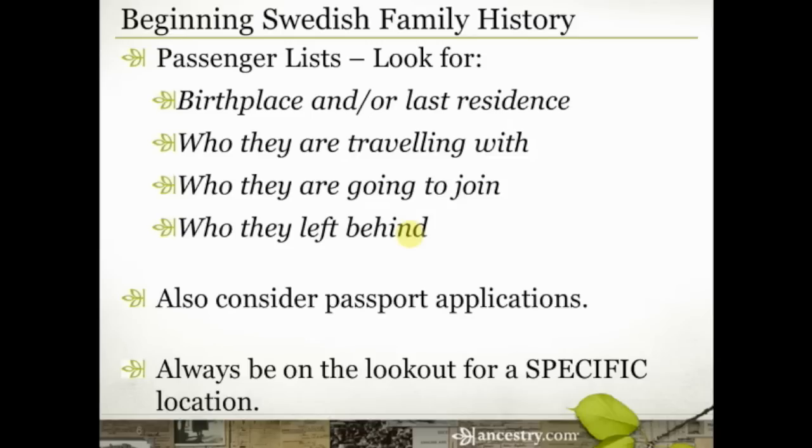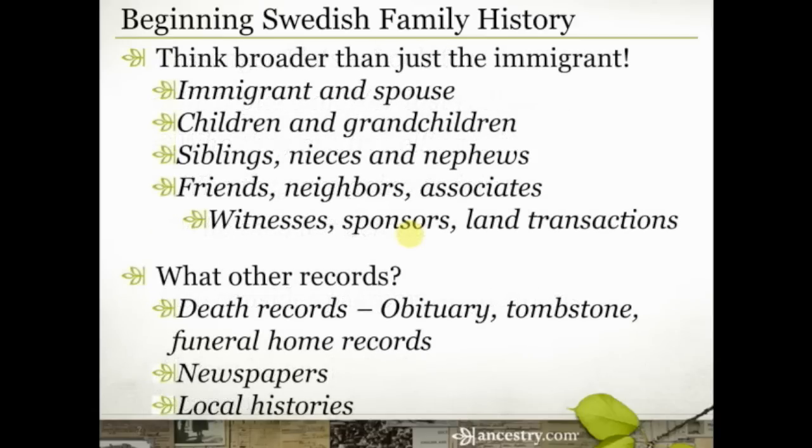It's great to say your ancestors were Swedish, but it's better to say that they were from Karlstad or from Stockholm or from Helmstedt or wherever. If you know a specific location, you're going to be much, much more successful when you start digging into Swedish records. So always be on the lookout for that specific location where they were from, where they were born. That's the piece of information.